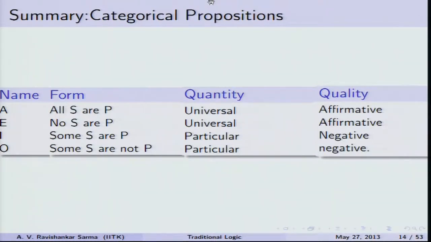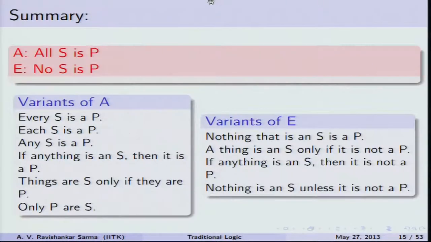A and E are universal categorical propositions; I and O are particular propositions. As for quality, A and I are affirmative, whereas E and O are negative. Here it's not written properly, but usually the A proposition and the I proposition are considered affirmative. All men are mortal, some men are mortal. If you are affirming something, that is affirmative. If you say no men are mortal, you are negating this particular thing. That means there is no one who is considered mortal. Some men are not mortal means at least there is one who is not considered mortal.